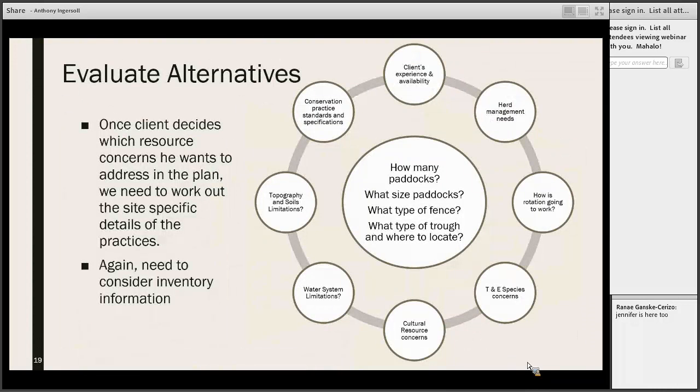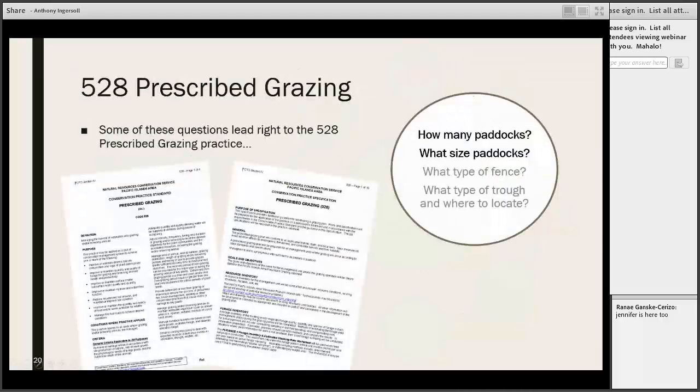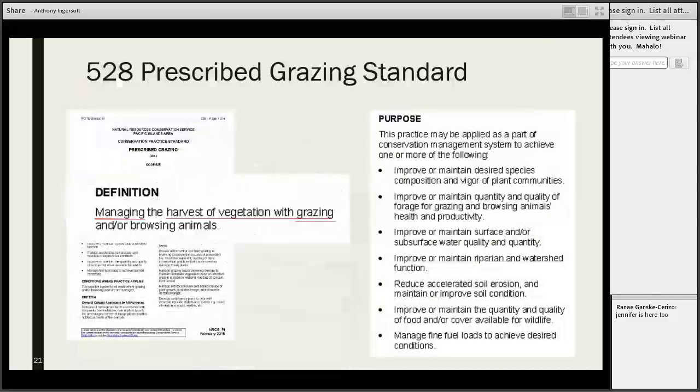Before we can really get to answering any of these questions, we're going to have an idea of what the system is going to look like, that grazing system. And again, we've got to consider our inventory information. The practice that deals with the system and questions like how many paddocks and what size and stuff like that is the 528 prescribed grazing practice. So those questions lead us right to there, and we should be looking at the standard and the specification.